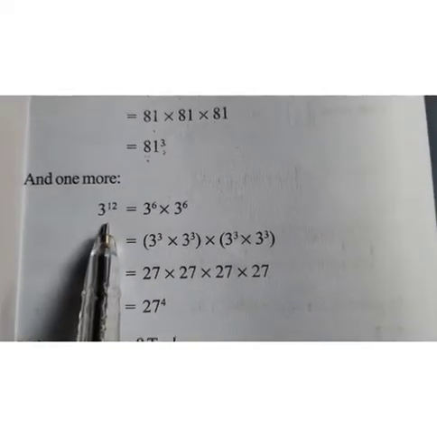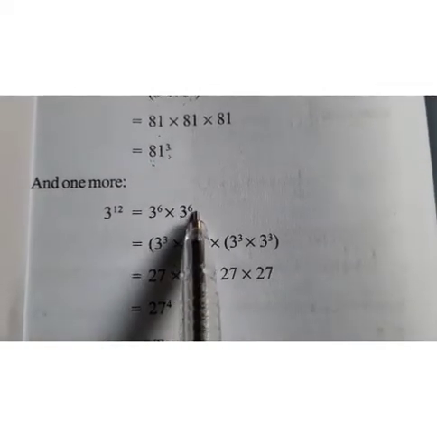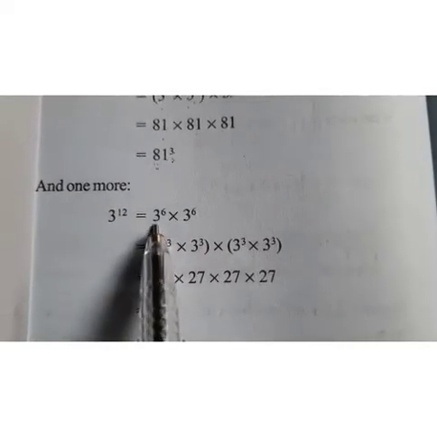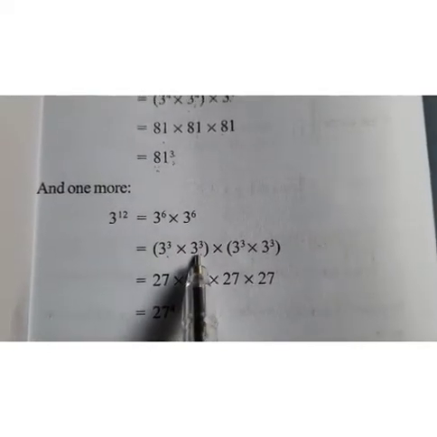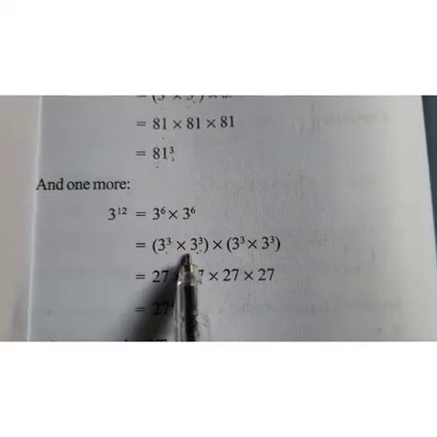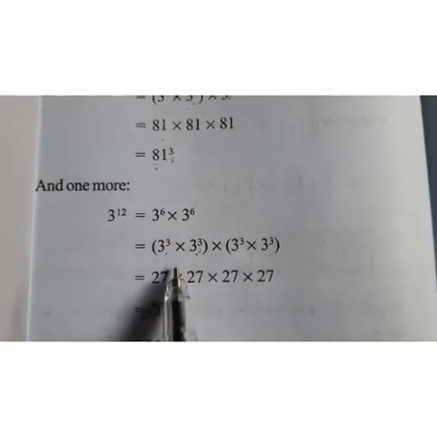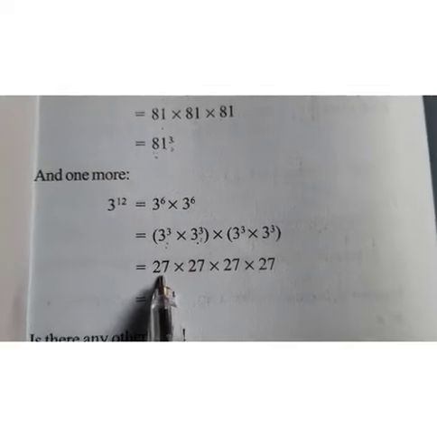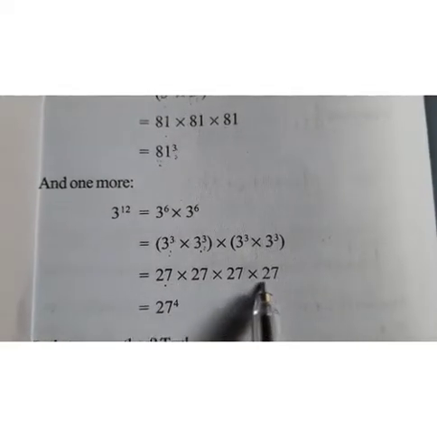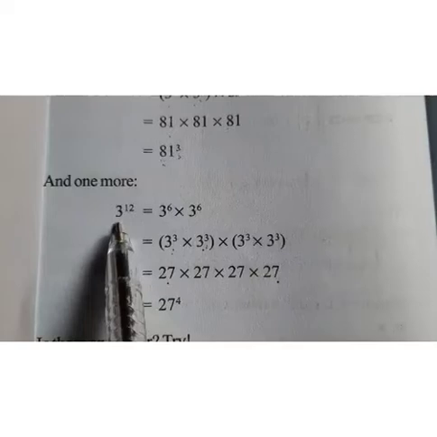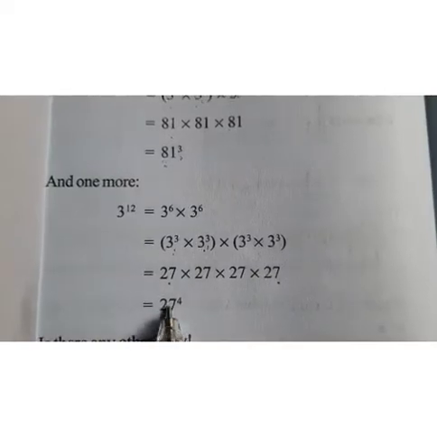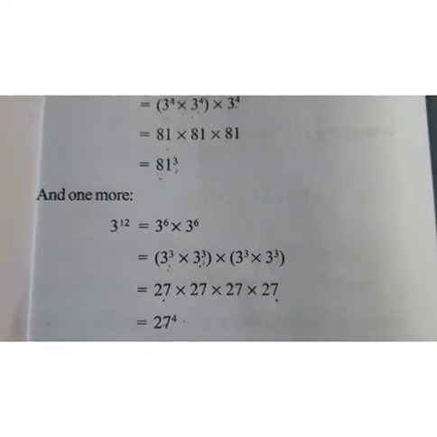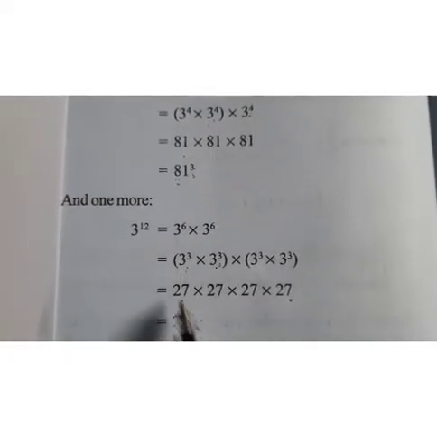Same 3 raised to 12 we can write 3 raised to 6 into 3 raised to 6. Then that 3 raised to 6 again you can divide it: 3 raised to 3 into 3 raised to 3. The value of 3 raised to 3 is 27. So 27 is multiplied 4 times. So the value of 3 raised to 12 is equal to 27 raised to 4 also. So likewise, different ways we can write the powers.